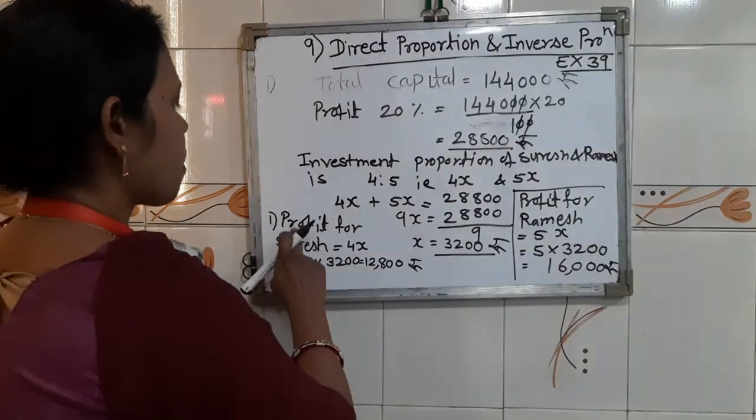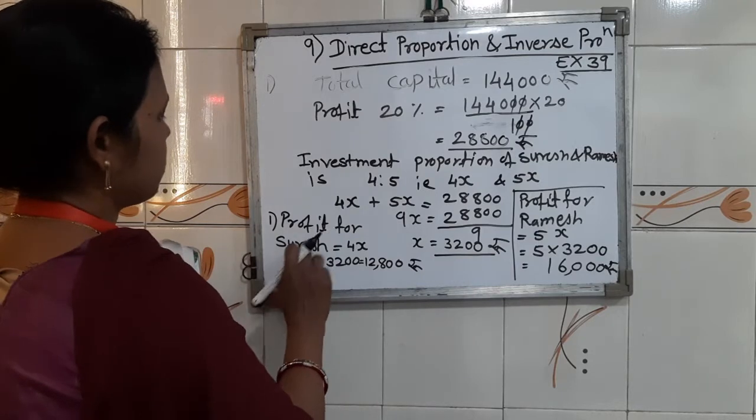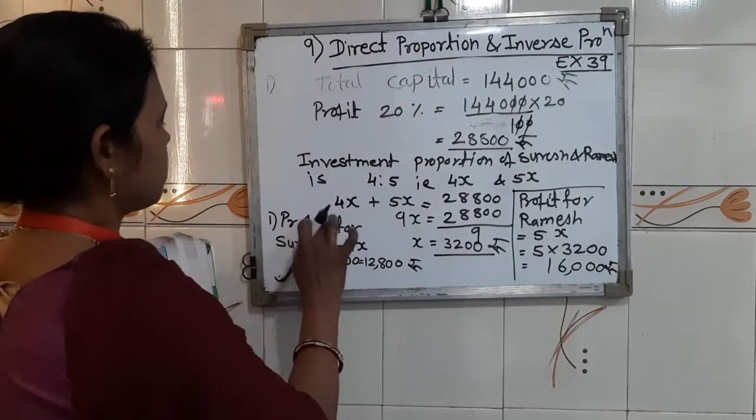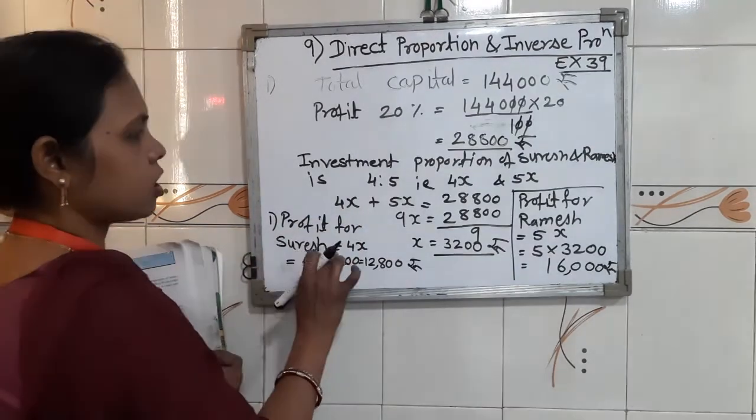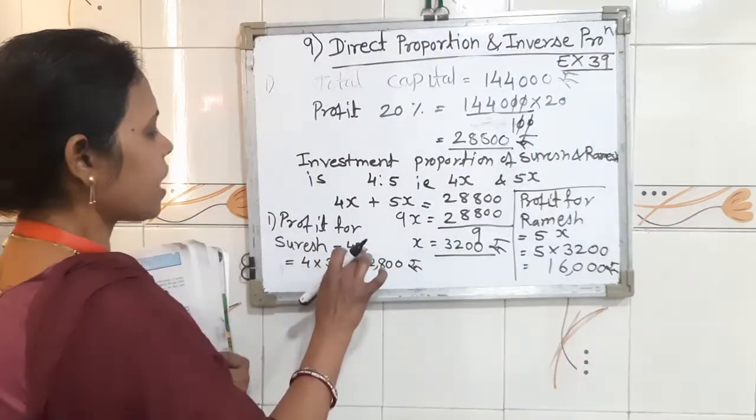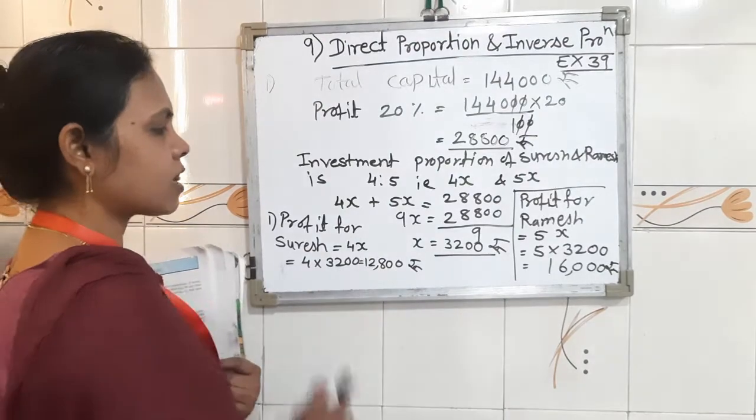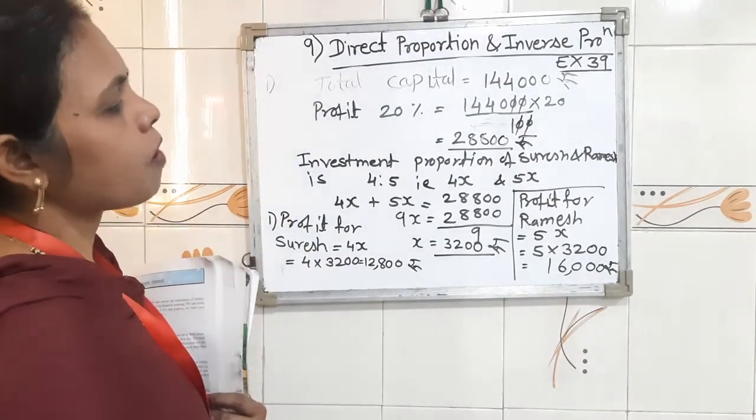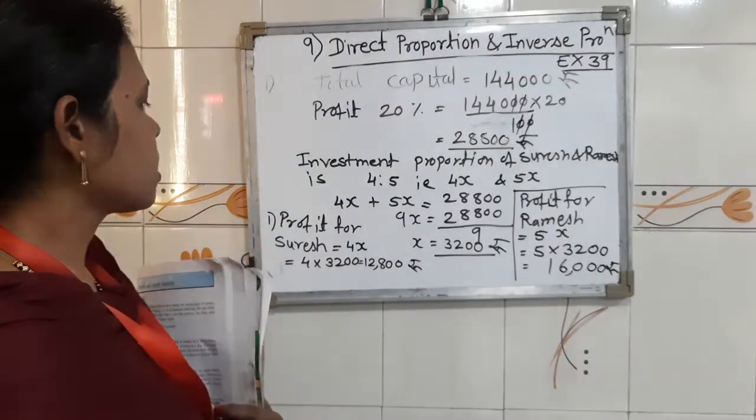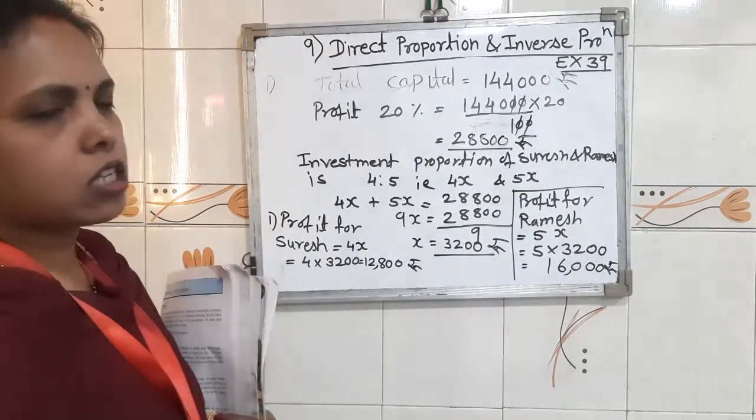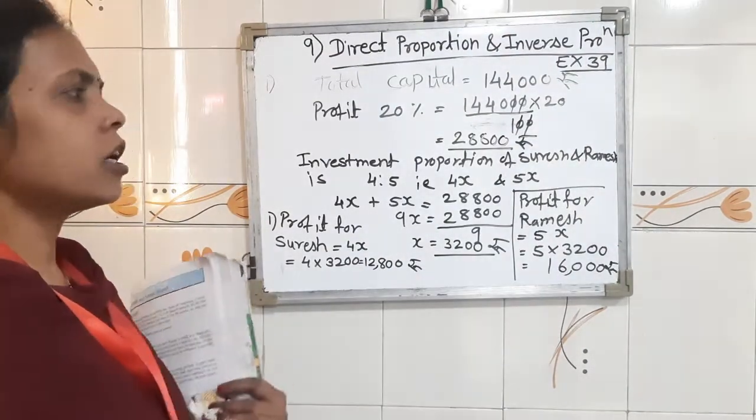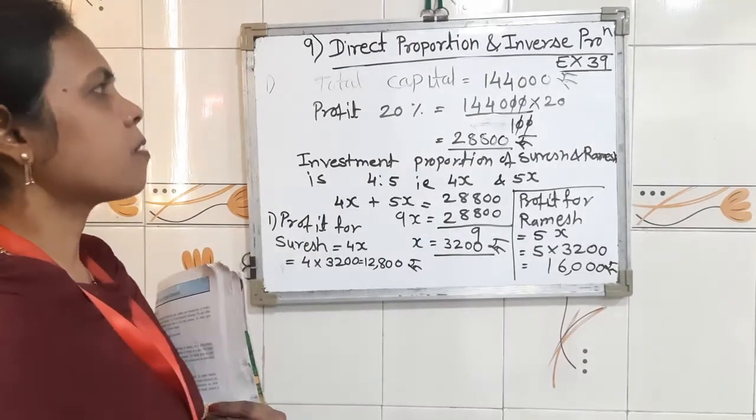So profit for Suresh equal to 4x, that is 4 into 3200, 12,800, and profit for Ramesh equal to 16,000. I hope you all understood. Now question number second.